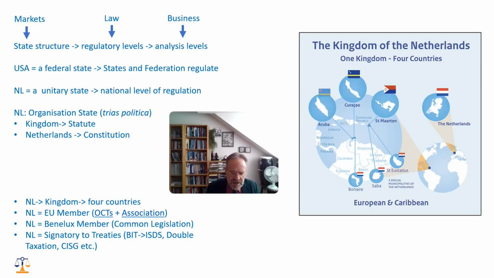Now, when we look at a state from a legal perspective, we immediately think about a theory about how to organize a state. And that theory is the theory of the trias politica, developed centuries ago by a French philosopher called Montesquieu. And Montesquieu said, if you want to organize a state, you need three powers. You need an executive, a government, you need a legislator who makes laws, and you need a judiciary, a system of courts and judges who apply the law.